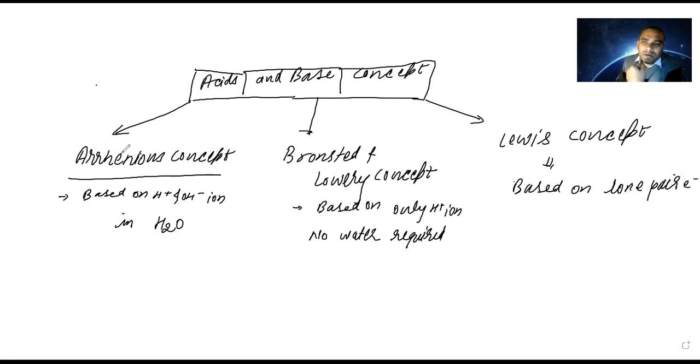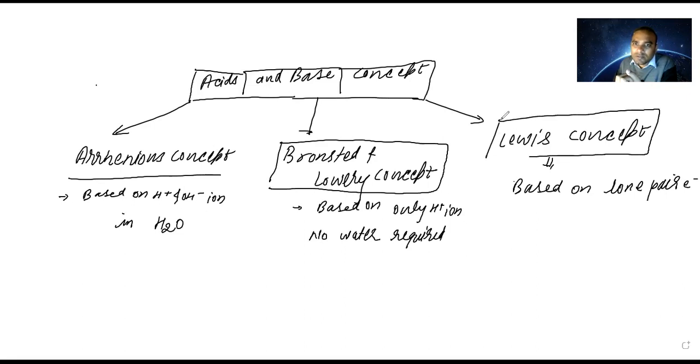So first of all, understand that there are three names: the Arrhenius concept, the Bronsted and Lowry concept, and the Lewis concept. We are going to take them one by one and start the study of each. So let us see the Arrhenius concept.